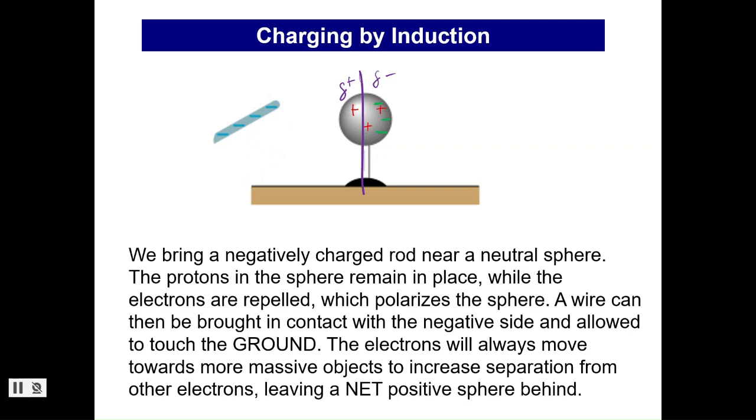So I actually haven't charged anything. It's still neutral. Just the presence of this rod has caused a shift. So if I want to actually charge by induction, I need to find a way to get rid of some of these electrons. So we do that by the process of grounding. We connect a conducting wire from the negative side of that, down to the ground.